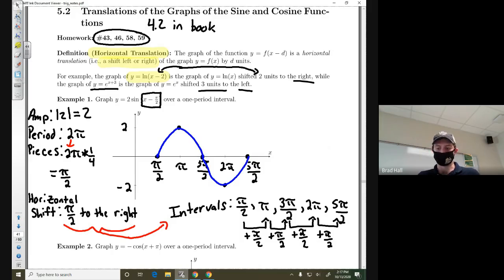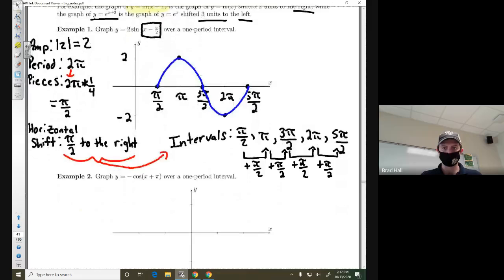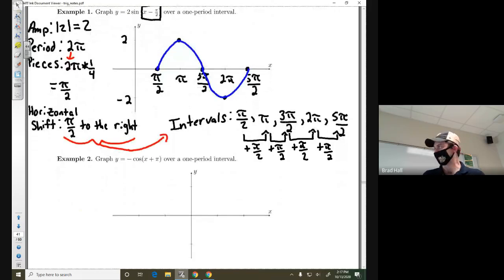All right, cool. So does anyone have any questions before we move on to just a similar example? Not? All right, let's get used to this idea of horizontal translation. We'll move on to example 2, much a similar problem, just a different function.